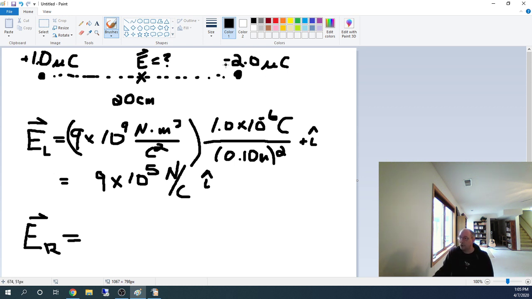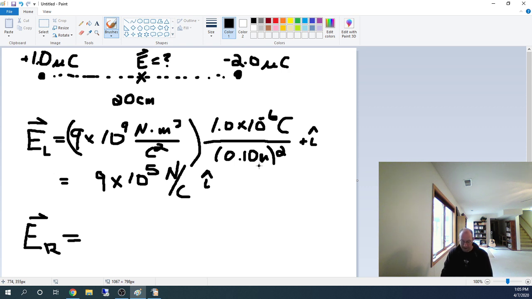We take the magnitude of the charge and forget about the sign for a minute to find the magnitude of the electric field, and then we put in the direction by hand. So this would again be 9 times 10 to the ninth. Instead of 1 times 10 to the minus 6, I would have 2 times 10 to the minus 6. And then it's the same distance away, so it'd still be 0.1 squared there.